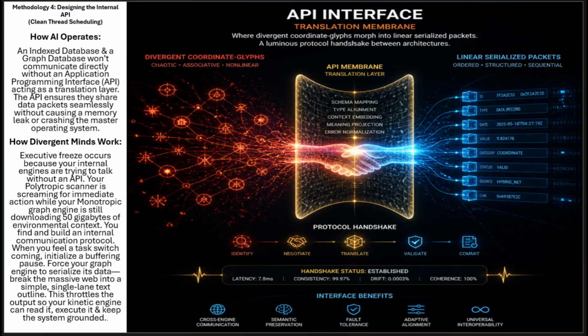How divergent minds work. Executive freeze occurs because your internal engines are trying to talk without an API. Your polytropic scanner is screaming for immediate action while your monotropic graph engine is still downloading 50 gigabytes of environmental context. You must build an internal communication protocol. When you feel a task switch coming, initialize a buffering pause. Force your graph engine to serialize its data, break the massive web into a simple, single-lane text outline. This throttles the output so your kinetic engine can read it, execute it, and keep the system grounded.